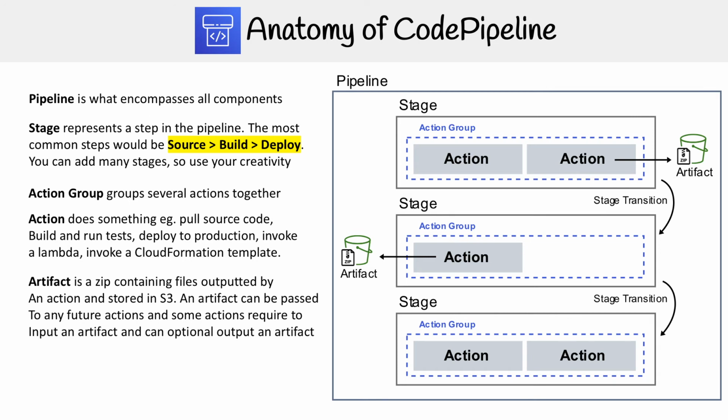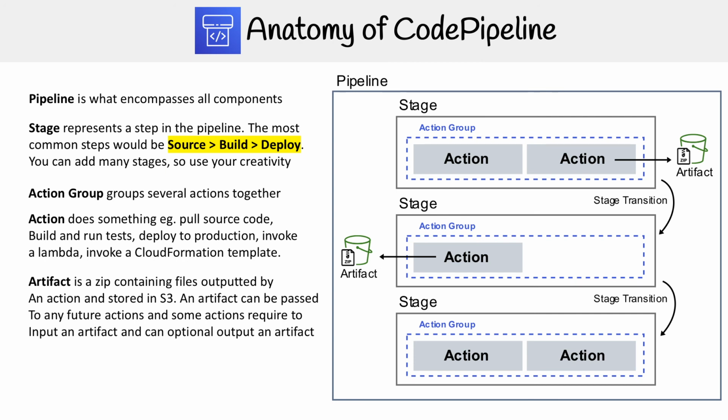Then you have artifacts, and artifacts are just zips that contain files that were outputted by an action, and they're generally stored in S3. So an artifact can be passed to future actions, and they can be referenced anywhere in the future stage. So something that was outputted in the build could be accessed in the deploy. It doesn't have to go from step to step.